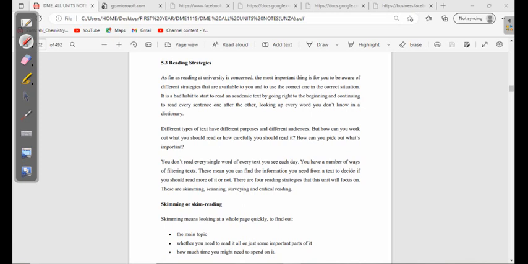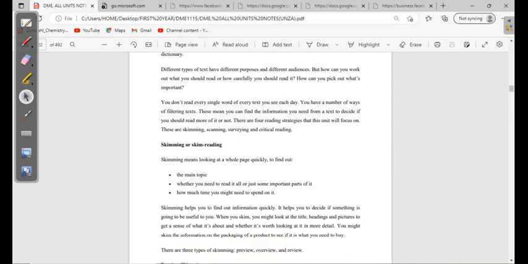If you cannot understand a word, you check it in the dictionary. You cannot do that all the time, and that is why it is very, very important for you to have some reading strategies, so you don't read every single word of every text you see each day. You have a number of ways of filtering text. So there are some ways that you are going to use to see if a text is necessary for you to read or not. That is what we want to understand.